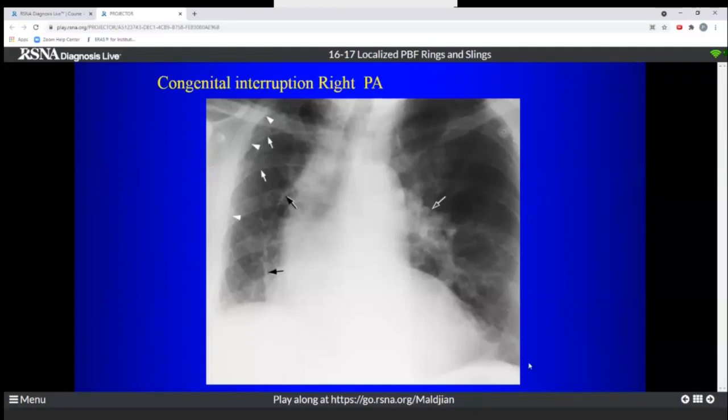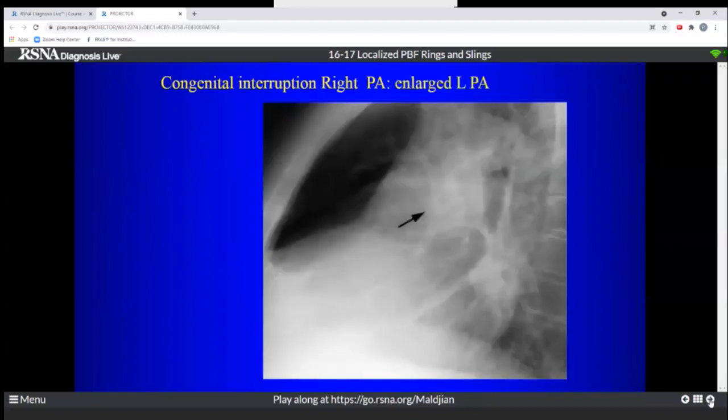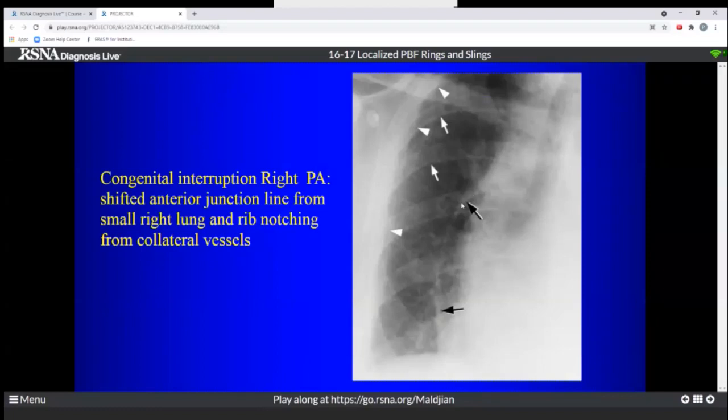When we have congenital interruption of a pulmonary artery, you'll notice that the lung on that side is small, it's hypoplastic. The opposite pulmonary artery, in this case the left, will be enlarged. Because of the small volume here, this line really represents the anterior junction line that is shifted over to the right side because of the small right lung. So the left pulmonary artery, if there's interruption of the right, will be enlarged in these cases. Here you can see the small right lung, the shifted anterior junction line, and then these reticular opacities in the periphery, which represent tiny collateral vessels.